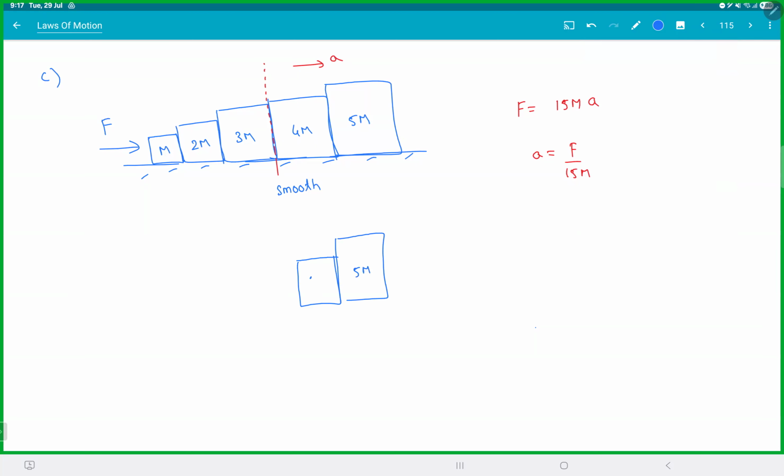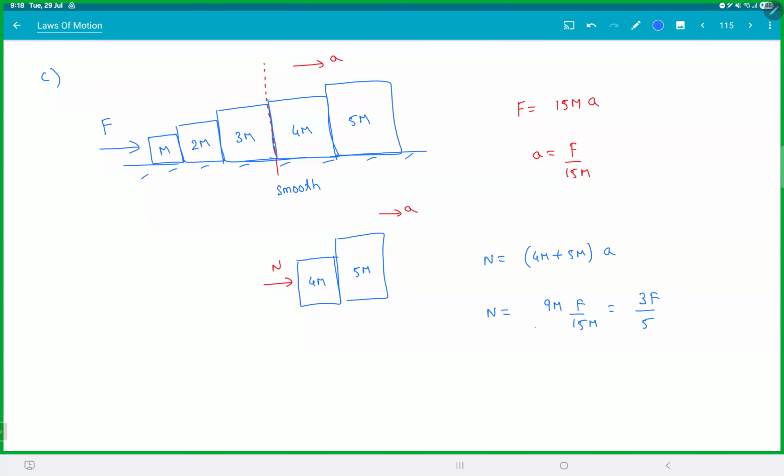So now your system is 4 and 5. So again, start the process. Draw the FBD. There is one normal reaction. I'm not writing the normal reaction on the ground because it's not moving anyway. Forces will be on the body. Accelerations will be outside the body. There's only one horizontal force. So N is equal to total mass, 4m plus 5m, into acceleration. Acceleration is F by 15m. So N is 3F by 5. Easy.